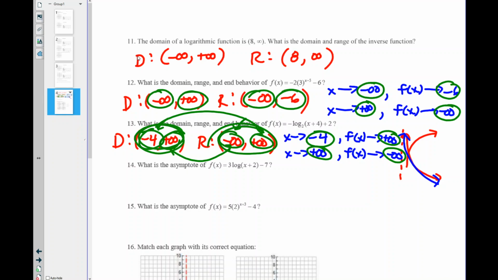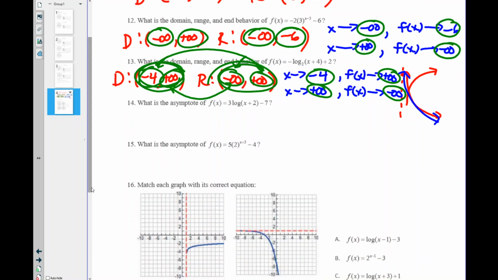All right, a little bit easier. What's the asymptote? Go ahead, Cade. What's the asymptote here? No, you still don't know what that means when you see the word log?